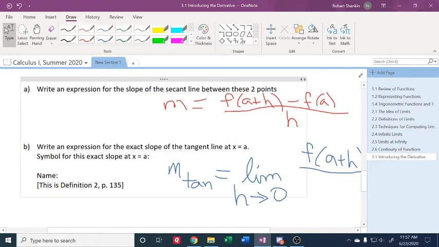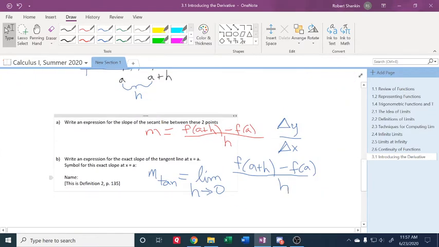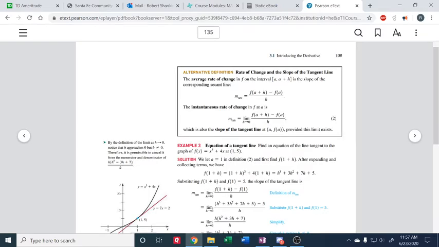All right. So the name of this is, this is the exact slope. It's once again the derivative. And this is definition 2, page 135, the alternate definition. And you see it's the same kind of thing.